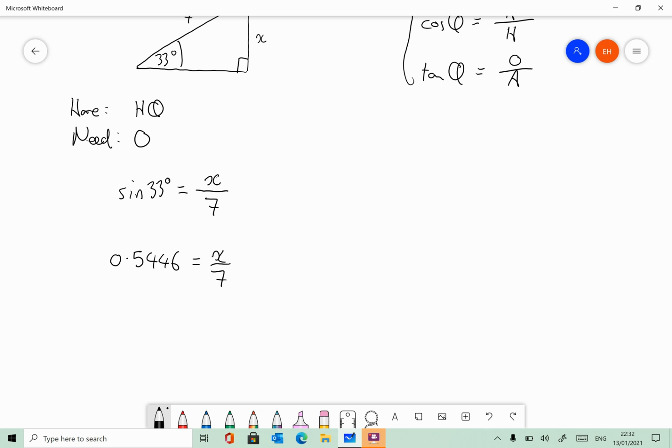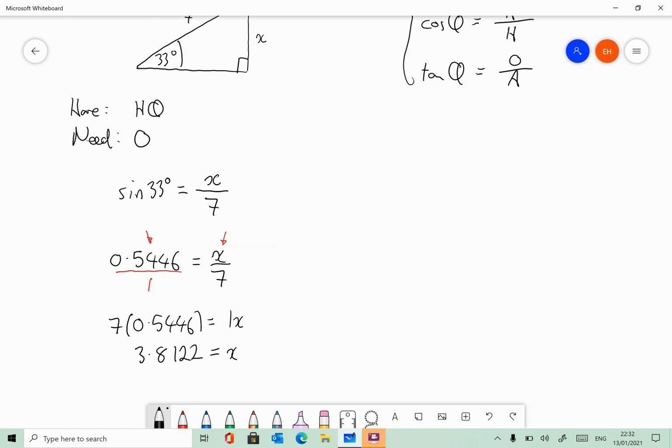And this is no longer a trigonometry question, but we're now in the really comfortable zone of algebra. You spot we have one fraction over here, and we technically have one fraction over here. So what am I allowed to do? I'm allowed to cross multiply. So I can say 7 times 0.5446 equals 1x. So x by itself must equal 7 multiplied by 0.5446, which equals 3.8122. So that's how we tackle that question there, okay?